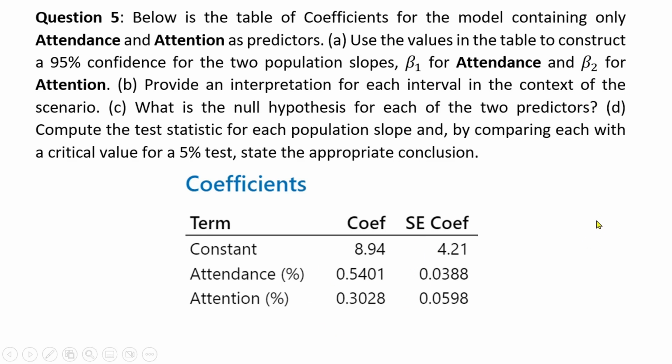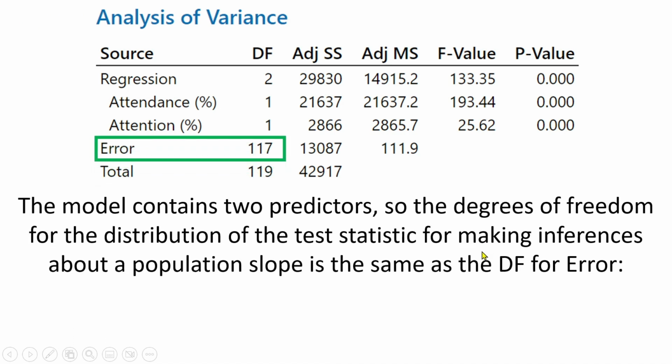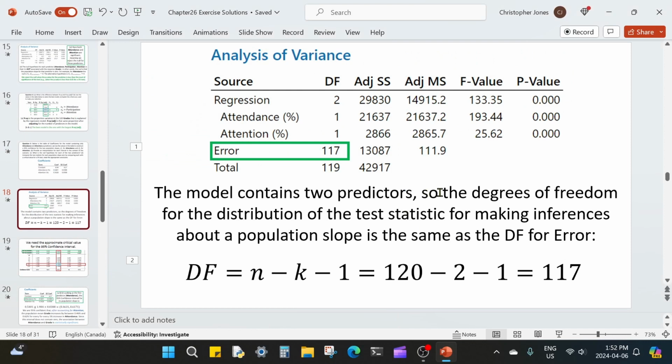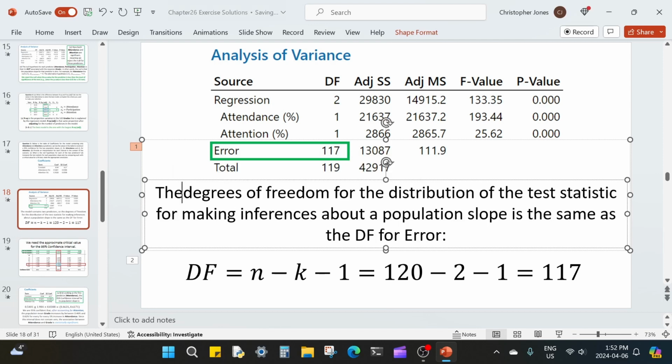So before you do any of that, you have to know what the degrees of freedom is for your test statistic. And so something to remember is in the case of multiple linear regression, the model, in this case, contains two predictors. And so the degrees of freedom for the distribution of the test statistic for making inferences about a population slope is the same. Okay, wait. So I just noticed this statement doesn't make any sense. So let me just correct that before I continue. It's true that the model in this case now contains only two predictors. We've chosen to get rid of participation as a predictor because it didn't have any association with the response. But that doesn't really matter for what I'm trying to say here.